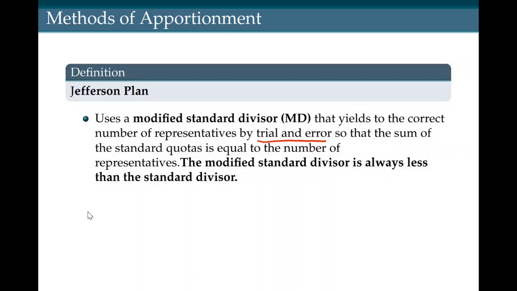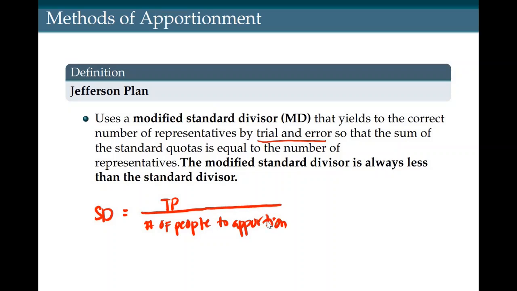And again, we know how to compute the standard divisor. The standard divisor is equal to the total population over the number of people to apportion. So we have an idea that we will just modify it so that it will give us the correct number of representatives, and the sum of the standard quotas is equal to the number of representatives.